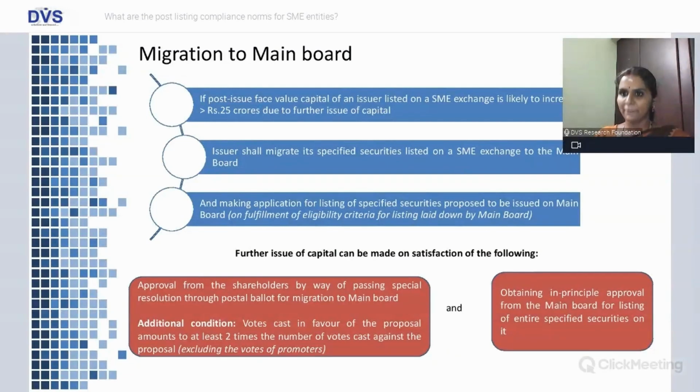And further issue of capital could be made on satisfaction of the following. One, you have to seek approval from the shareholders by passing a special resolution through postal ballot. Here, postal ballot is mandatory as set out in your ICDR regulations for the purpose of migration from your SME platform to your main board platform. And there is an additional stipulation that the votes cast in favor shall be at least 2 times the votes cast against the resolution. Of course, you need to obtain in-principle approval from the main board for listing of these specified securities. The entire bunch should get moved and it cannot happen in piecemeal.